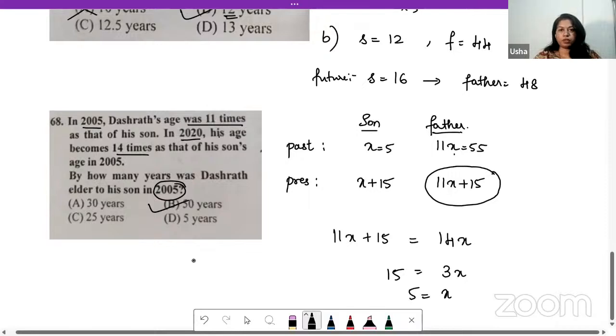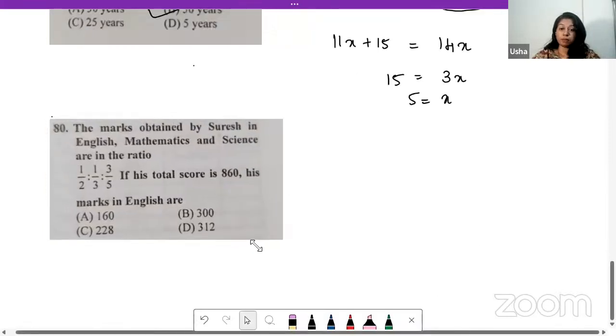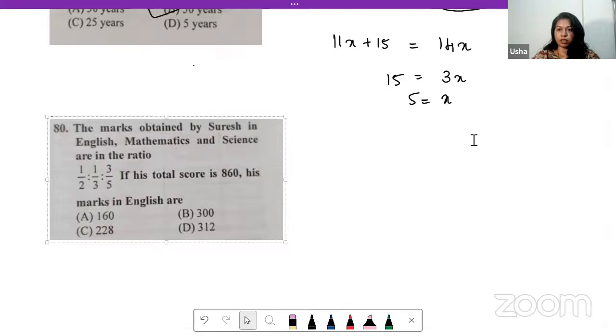Okay, we will solve the next question. If you observe, all these were problems on ages in which they had given a comparison. According to the comparison, we have written the values.